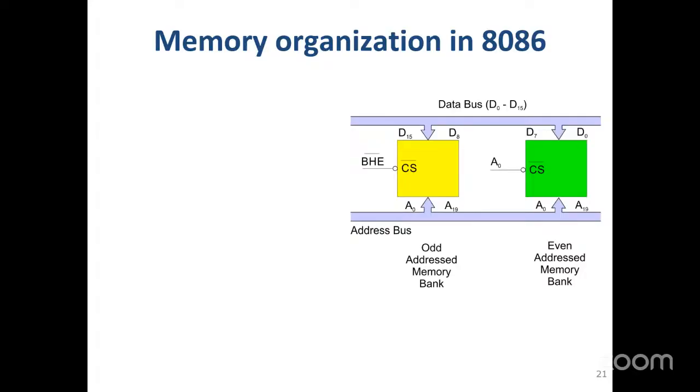That means we are using 20 address lines for the naming, but each location can store only 1 byte of data. That data can be accessed using D0 to D7 and D8 to D15. This is the address bus, and this one is the data bus. The data bus is D0 to D15, and the address bus is A0 to A19.